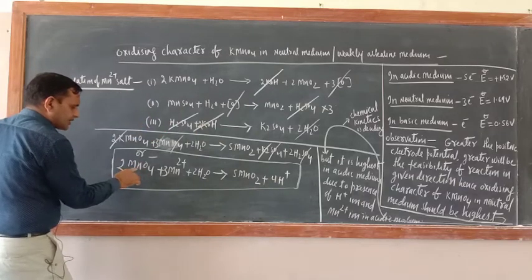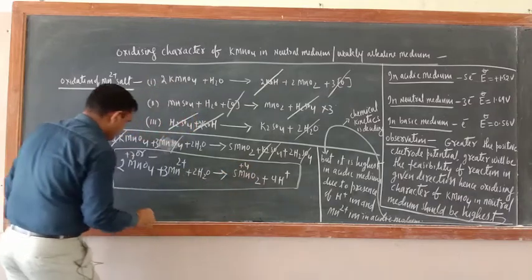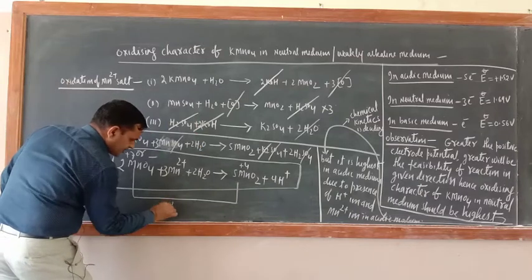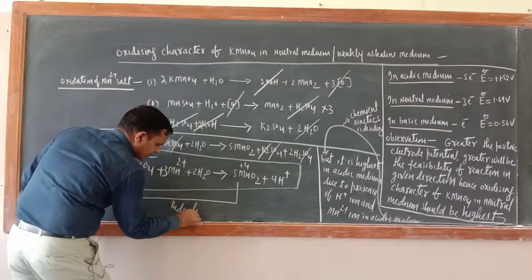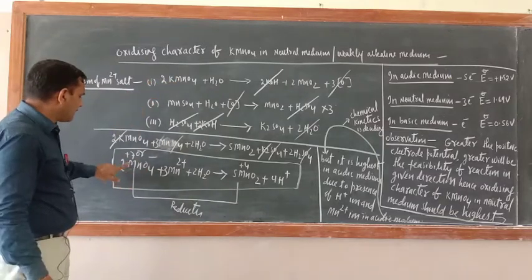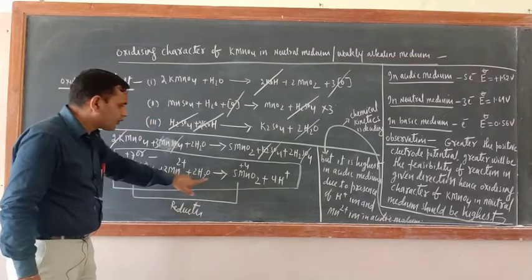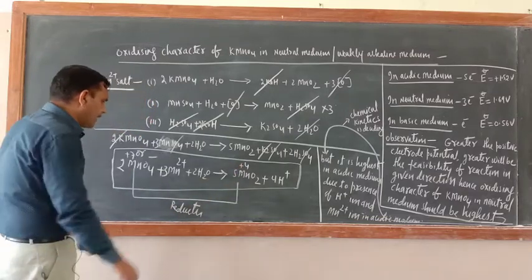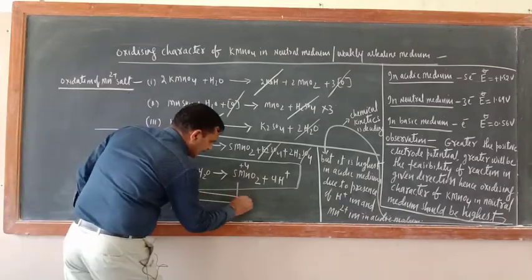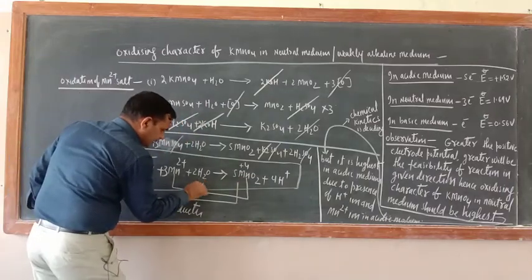Now here what is the oxidation state of Mn? Plus 7. But what is the oxidation state of this one? Plus 4. So plus 7 to plus 4. What is this? This is reduction. Hence it is an oxidizing agent. So KMnO4 in neutral medium, Mn is reduced into Mn 4 positive. Now Mn2 positive, just see, Mn2 positive is here oxidizing into 4 positive. So this is undergoing oxidation.